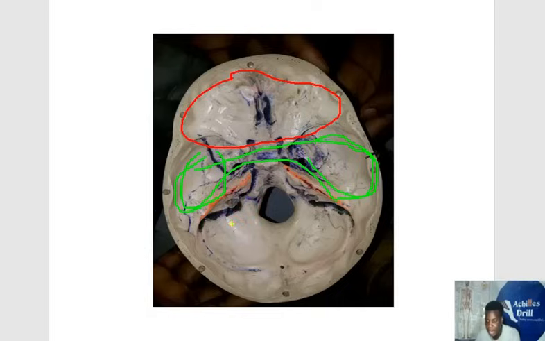And right here behind, this is the posterior cranial fossa. Can you tell me what is associated with this region? We have the cerebellum there, we have the occipital lobe of the cerebrum there, and all. Those are quite large structures in those various fossae.